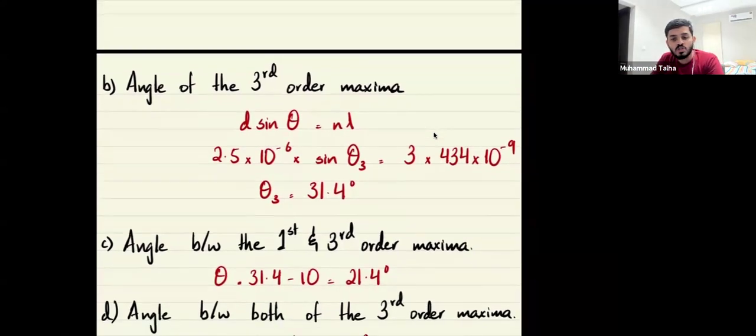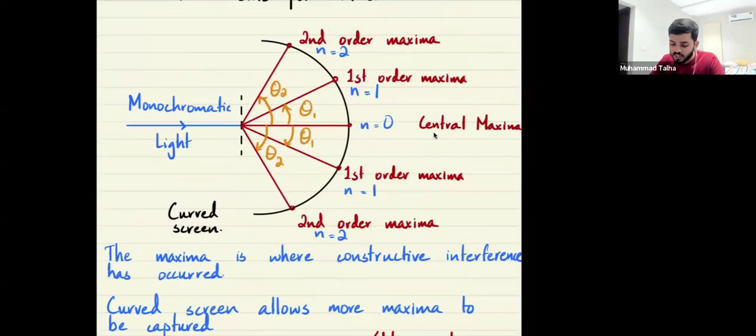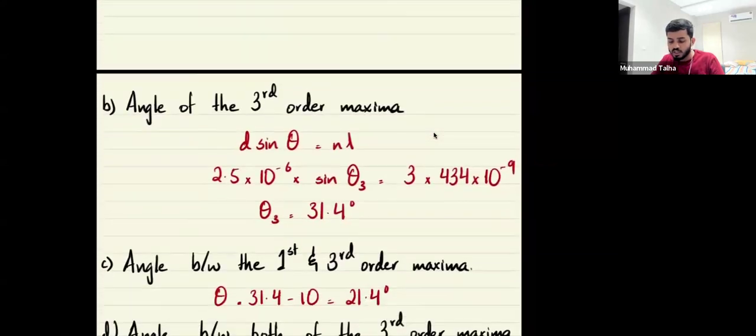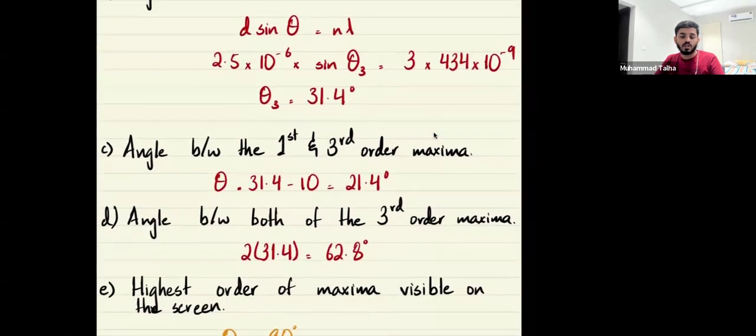Another common question which is often asked is the angle between both of these maxima. So the idea is this, that there's a certain aspect of symmetry here. If this angle that the first order maxima has is θ1, then on the other side, this is also going to be θ1. So this angle between both of these maxima is going to be 2 times θ1, right? So for example, if this was asking me for the angle between both the third order maxima, it would be twice of this value. Pretty straightforward.